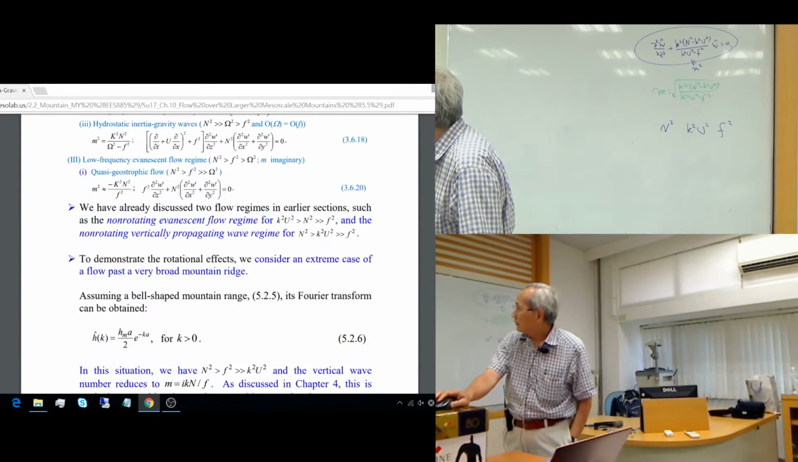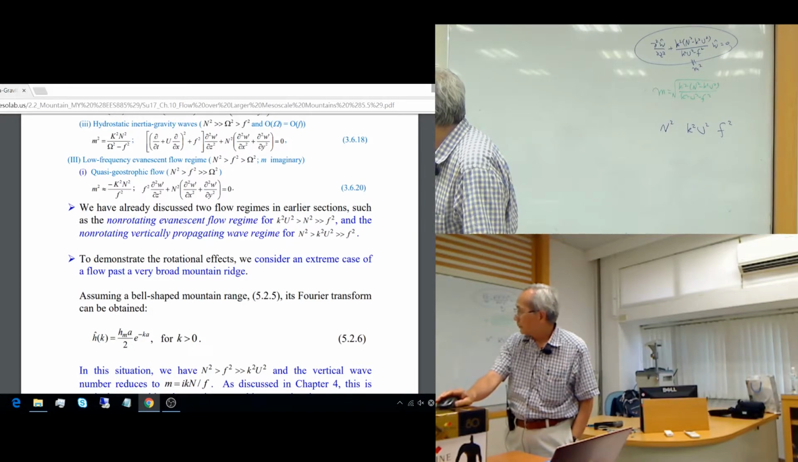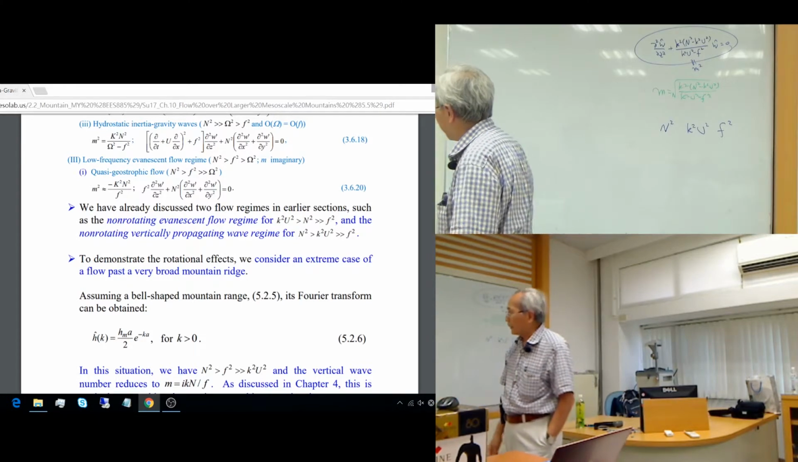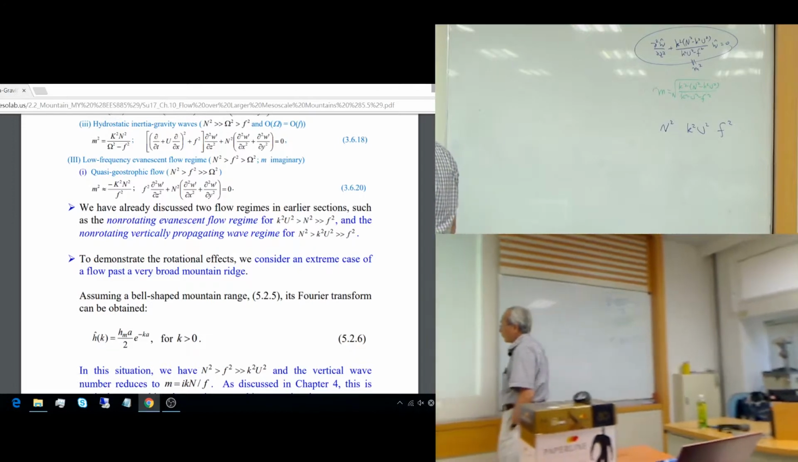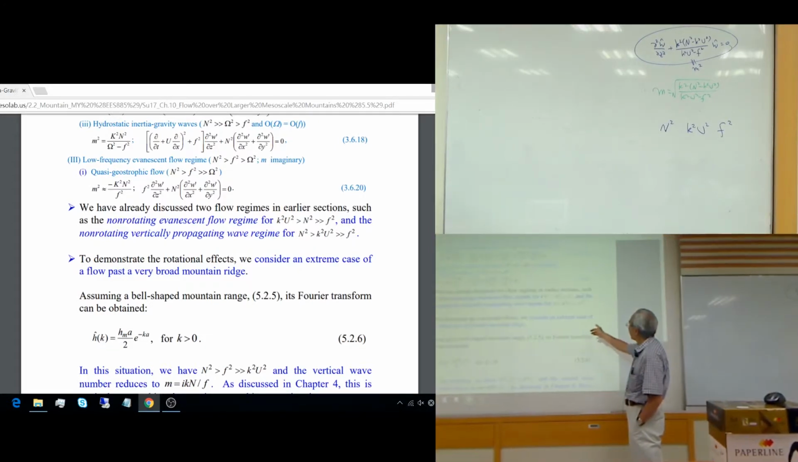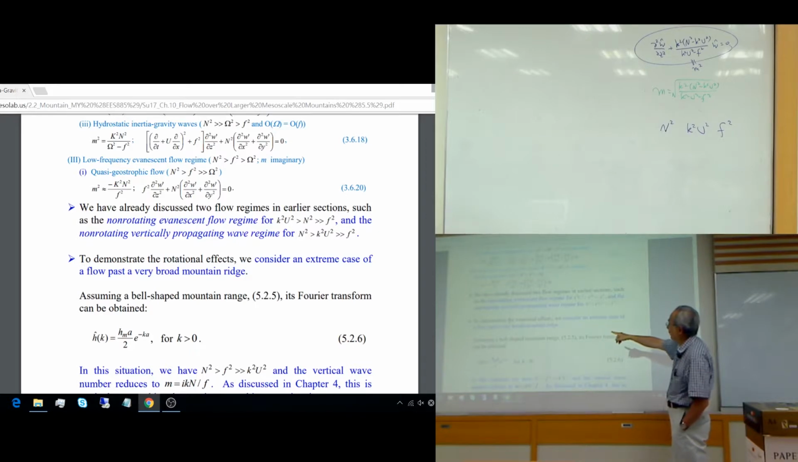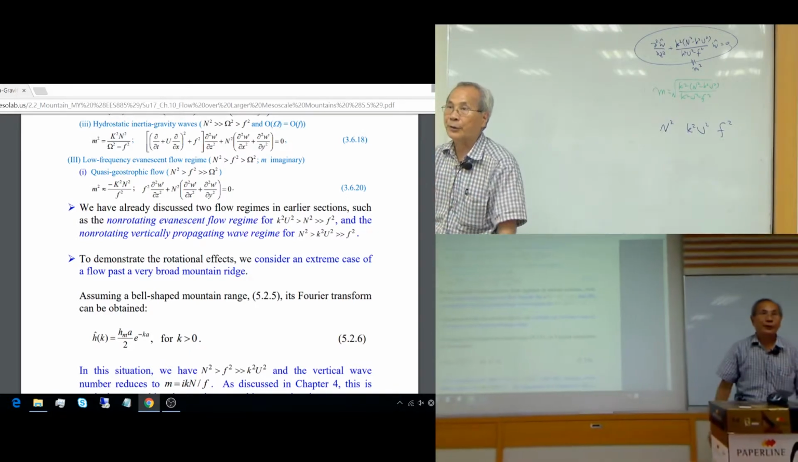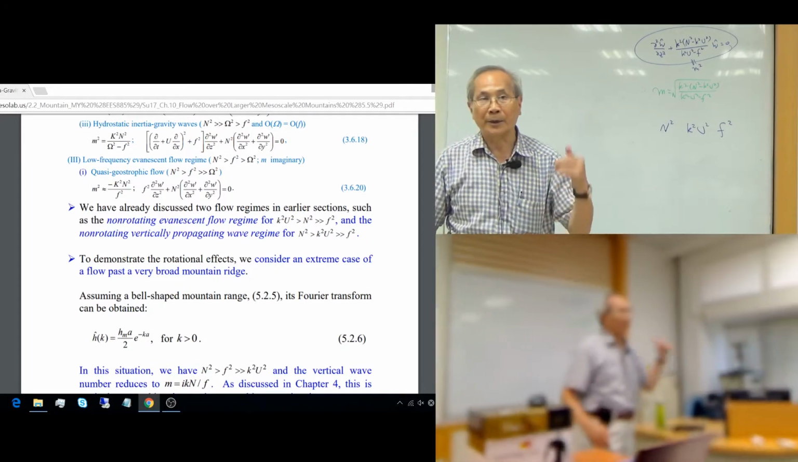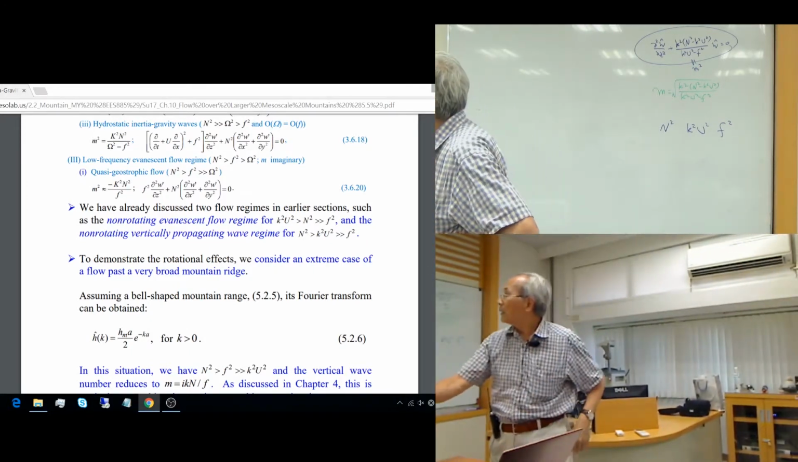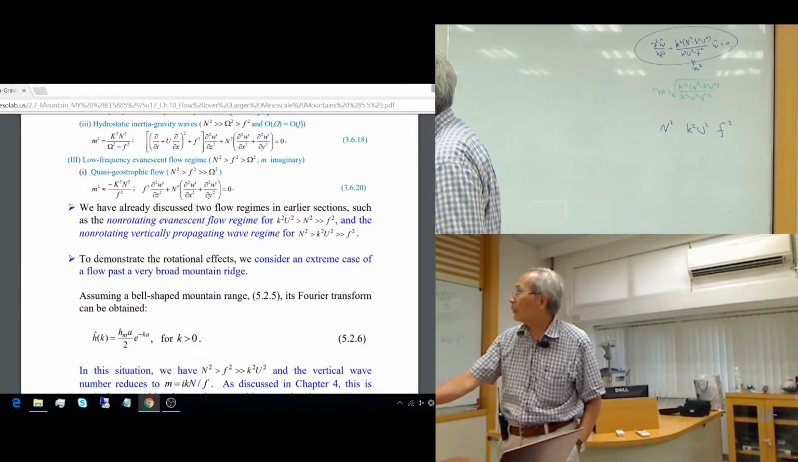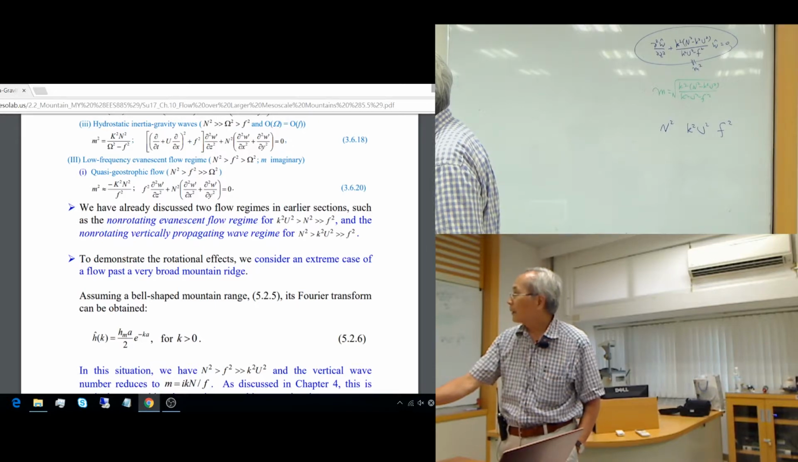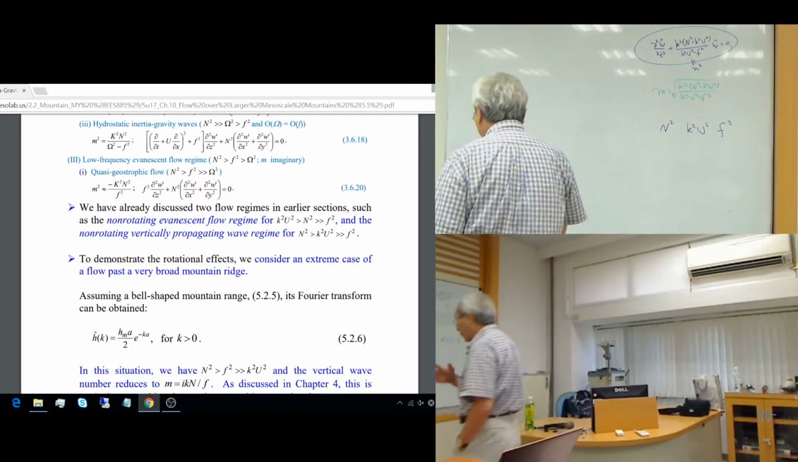So to demonstrate the rotational effects, we consider an extreme case of a flow past a very broad mountain ridge. So this is the case, just kind of demonstrated, to do this kind of problem. So assume a bell-shaped mountain range like 5.2.5, its Fourier transform can be formed like this. So here it is two-dimensional.